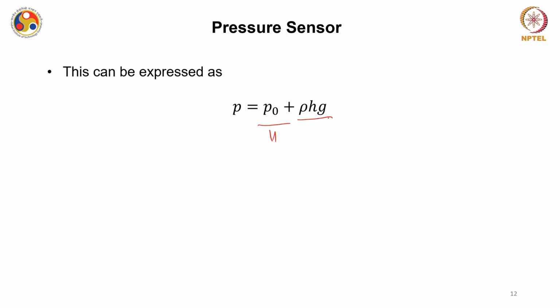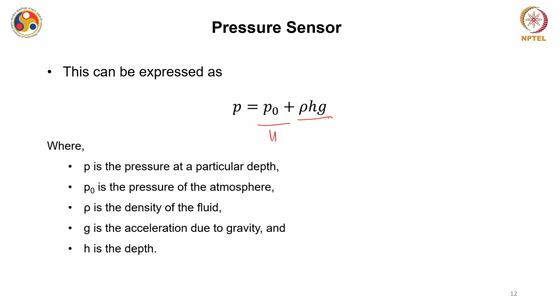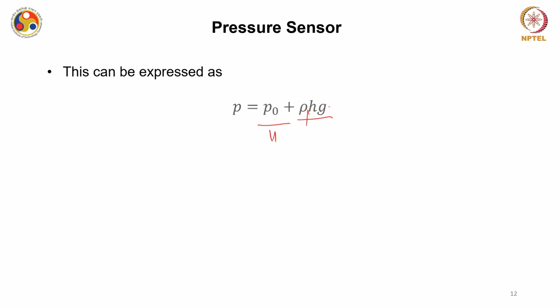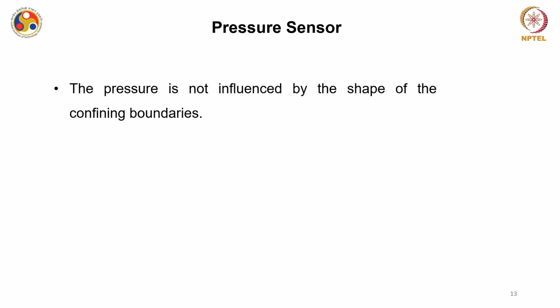So this rho g h, where P is the pressure at a particular depth, P naught is the pressure of the atmosphere, rho is the density of the fluid, g is the acceleration due to gravity and h is the depth inside the liquid. Please note that in this equation I am considering the uniform density of the liquid. If the density is not uniform, this equation will no longer be valid.